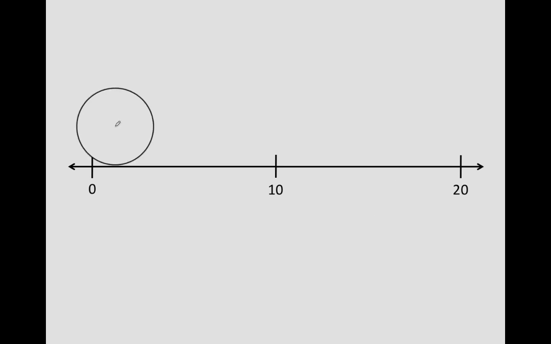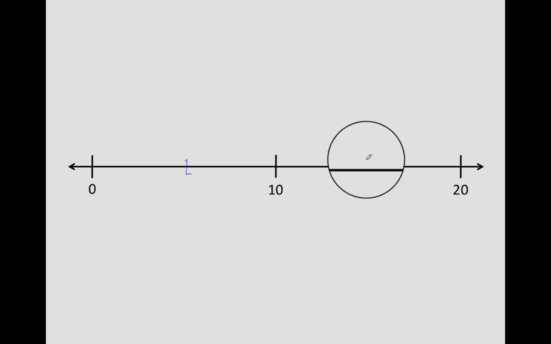So first, let's see if we can find this midpoint that's between 0 and 10. I think it would be right about here. What do you think? All right, let's put a hash mark. That's not a great hash mark, but that's okay. And then let's see if we can find the midpoint between 10 and 20. Maybe right here? Let's try right here. All right, there's a hash mark.